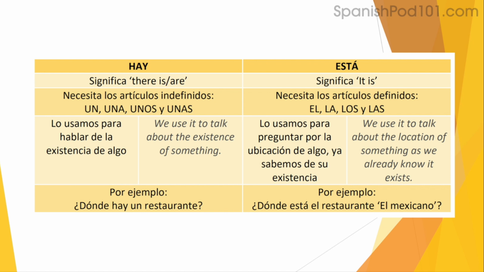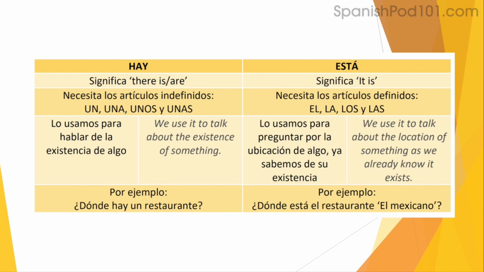So at the bottom of the table you can see an example, ¿no? Por ejemplo, ¿dónde hay un restaurante? Is there a restaurant? That will be the correct translation. So if I ask you, is there a restaurant? I'm asking you because I'm not sure if there is a restaurant, and I need a restaurant, but not a specific one. I'm not after an Indian restaurant or a Thai restaurant, a Mexican restaurant. Any restaurant will do, okay? So that's why I'm using hay.